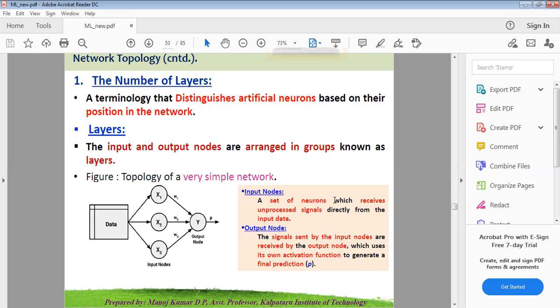A set of neurons which receives the signal from the input data. These are the input nodes. X1, X2, X3 are the input nodes which receive the signal from the input data. So what is the output node? The signal sent by the input nodes is received by the output node, which generates its own activation function to generate what? The final prediction, that is P.